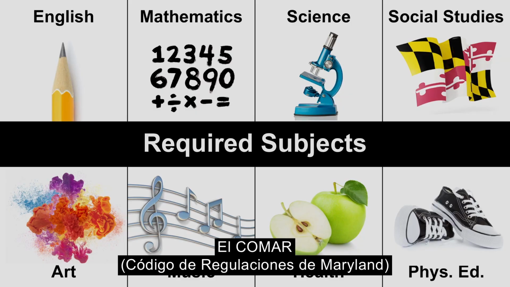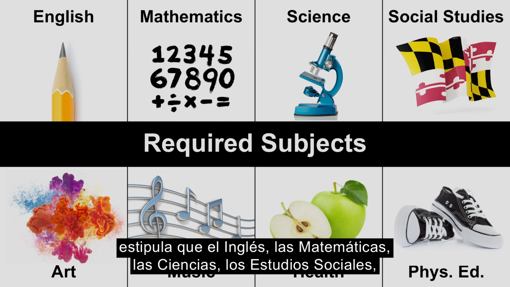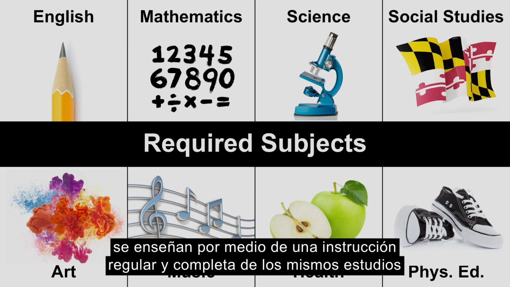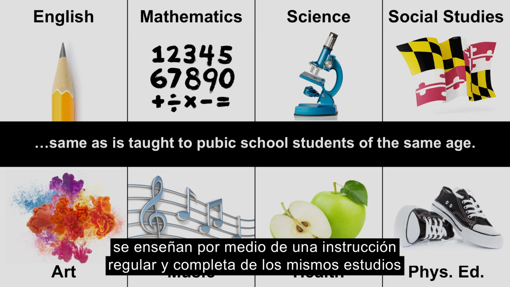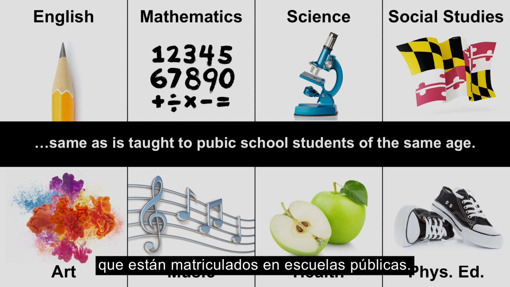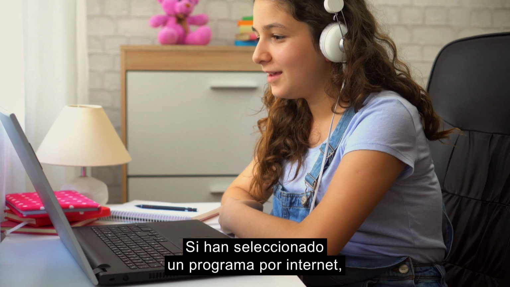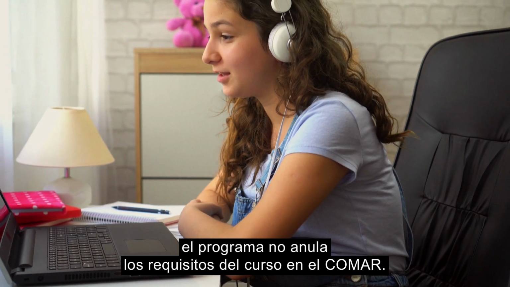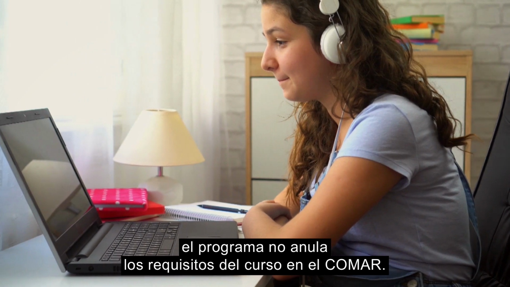The Code of Maryland Regulations, otherwise known as COMAR, stipulates that English, mathematics, science, social studies, art, music, health, and physical education all be taught by way of regular, thorough instruction of the same studies that would usually be taught to students of the same age who are enrolled in public schools. If you have selected an online program, the program does not override the course requirements in COMAR.